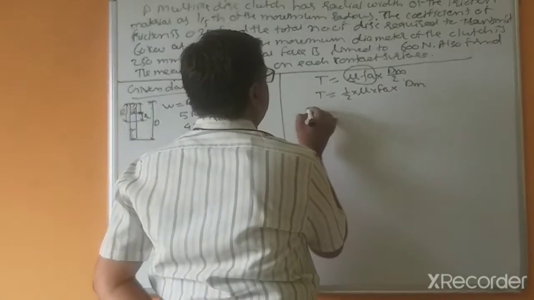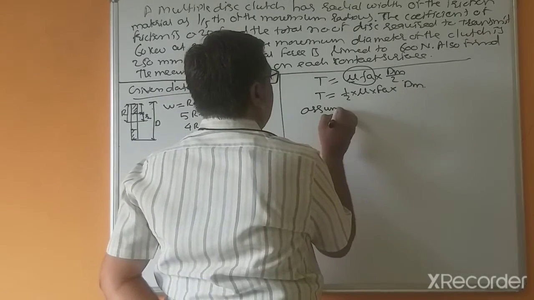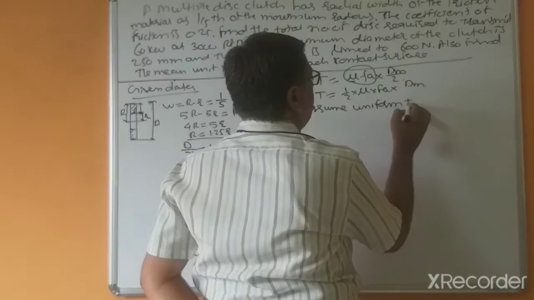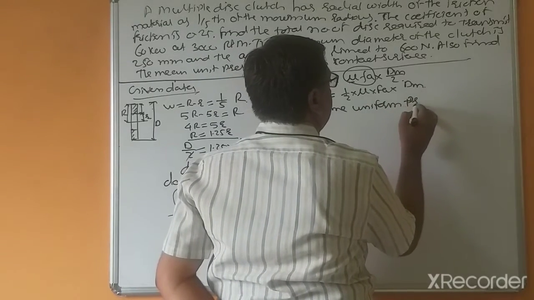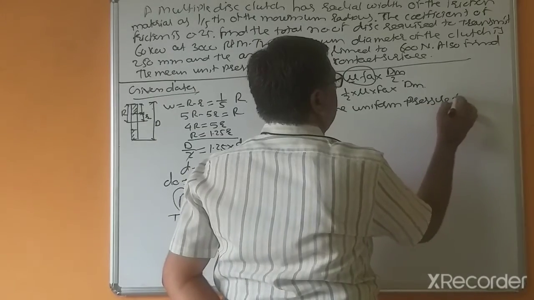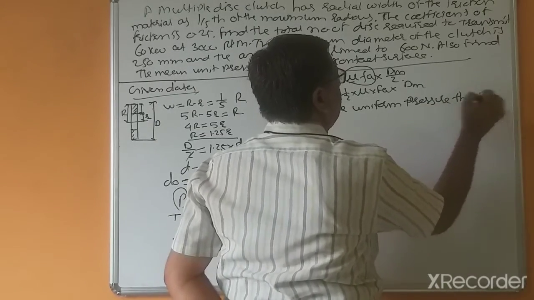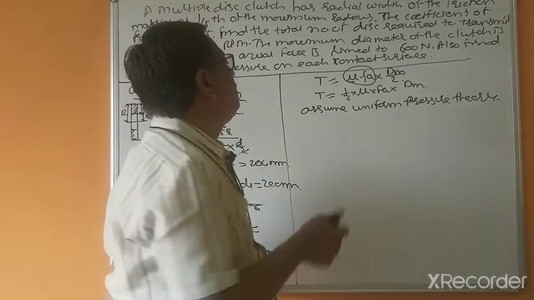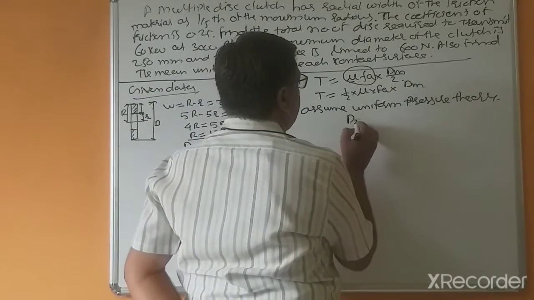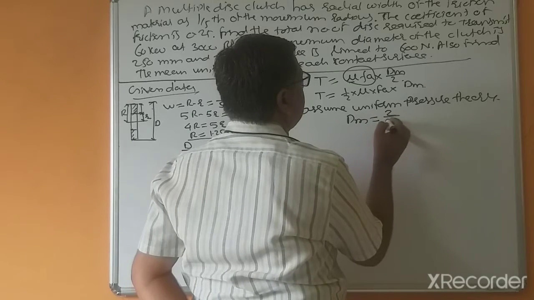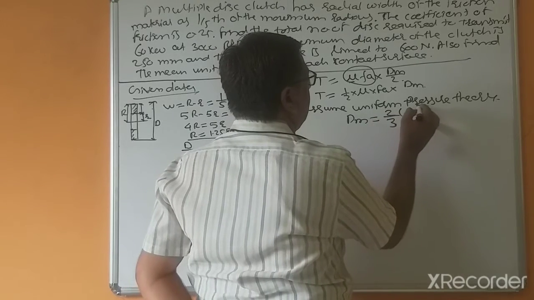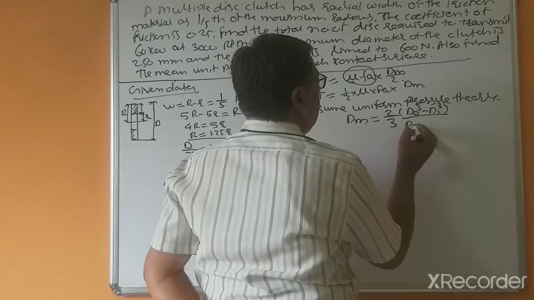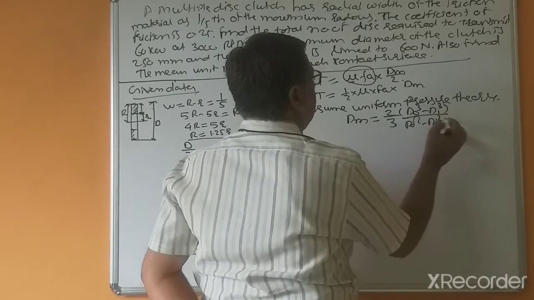So assume uniform pressure theory. So two theories, out of that suppose I assume this is uniform pressure theory. So dm equal to, what is the relation? 2/3 outer diameter cube minus inner diameter cube divided by outer diameter square minus inner diameter square.